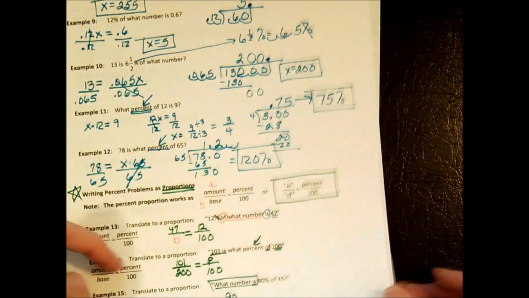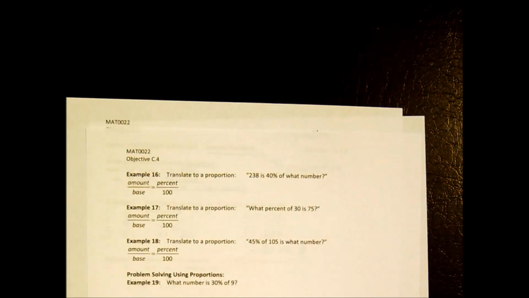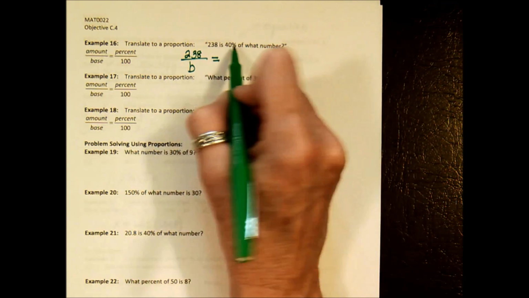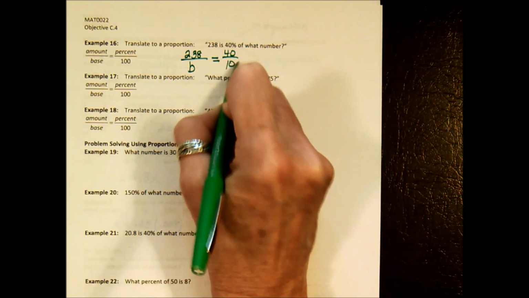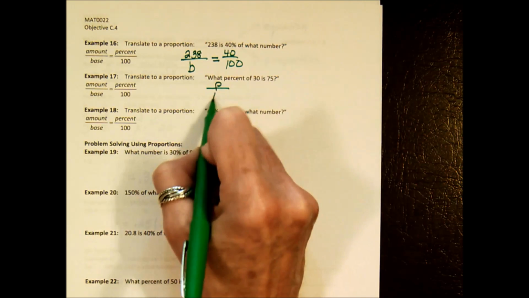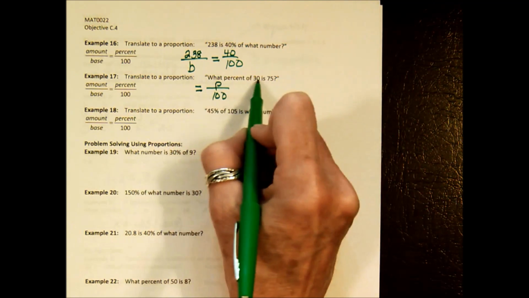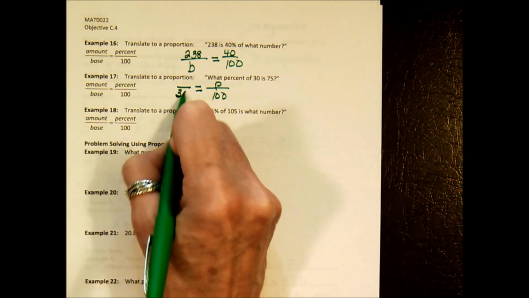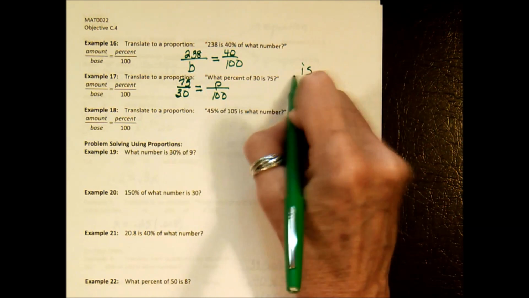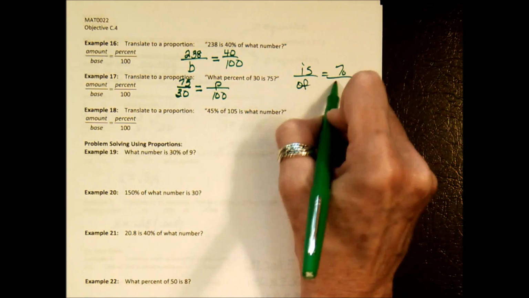All right, let's do a couple more setups, and then we're going to work some. 238 is, so that is my is number. What's the of? Of what number? So that's going to be the base, B. 40%, 40 over 100. What percent? So that's missing on the right hand side. Of is 30, so of goes on the bottom. Is 75, it goes on the top. So it's always is over of equals percent over 100.